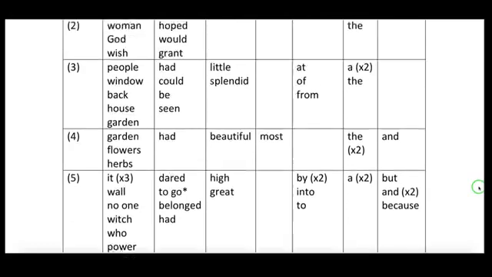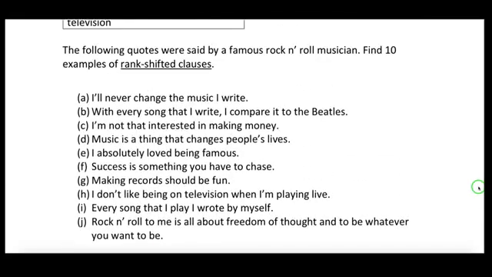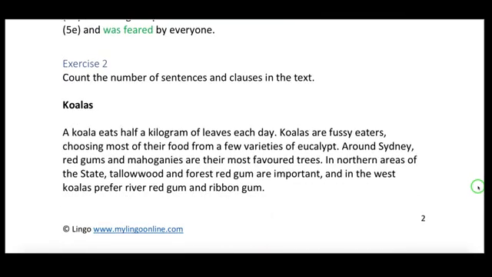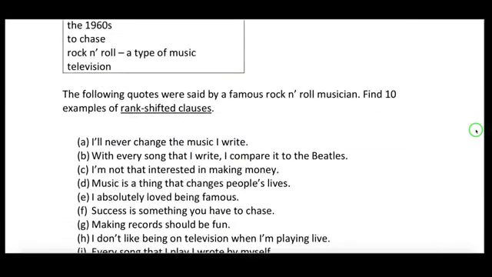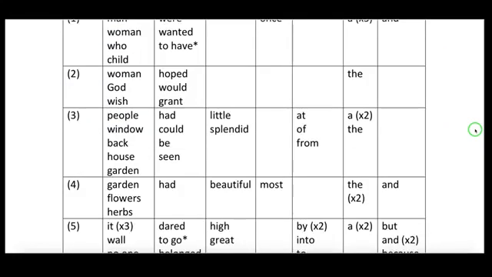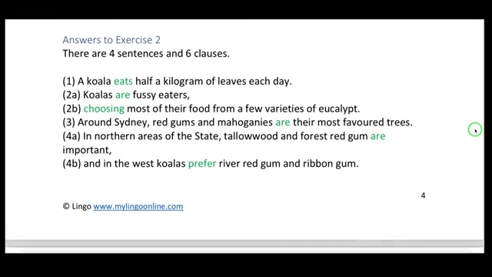Okay, so I'm just going to scroll up now to exercise number 2. In exercise number 2, you need to count the number of sentences and clauses in this little paragraph about koalas. So let's scroll down again to the answers. How do you know how many sentences there are? Well, that's pretty easy actually, because a sentence by definition begins with a capital letter and ends with either a full stop or an exclamation mark.